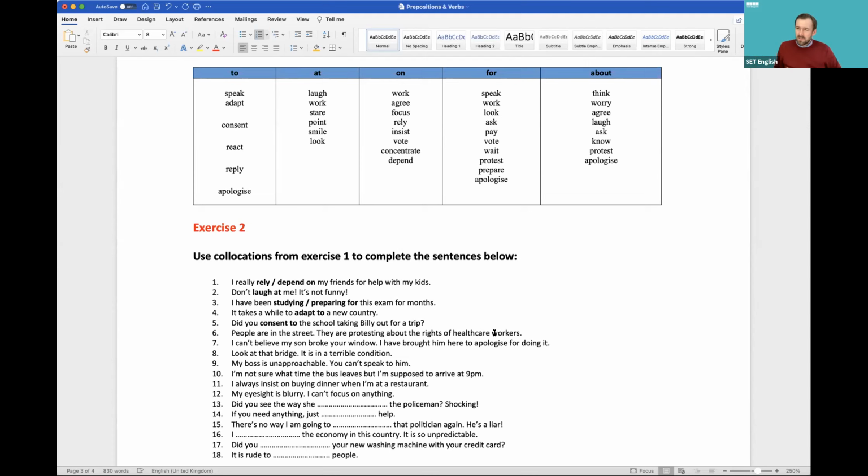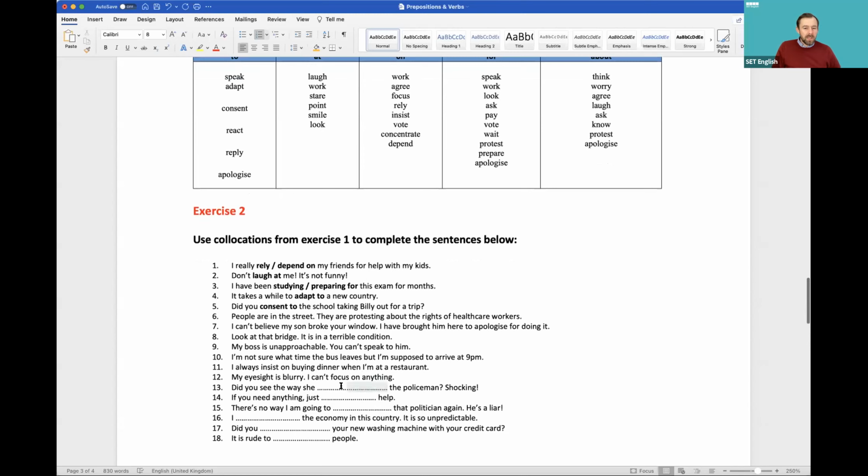Does anybody here wear glasses? Yes. Okay, and when you take your glasses off, you can't focus on something, you can't see it clearly. You would never use concentrate for that usage. So I can't focus on anything.